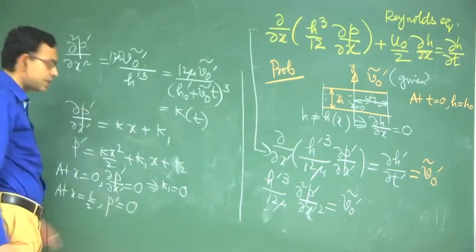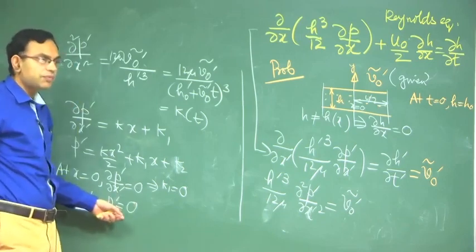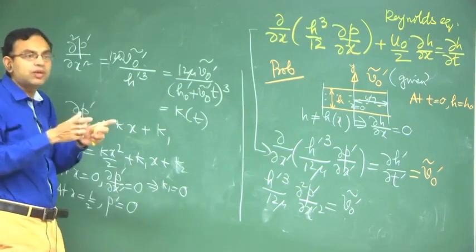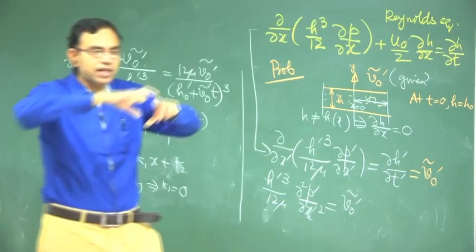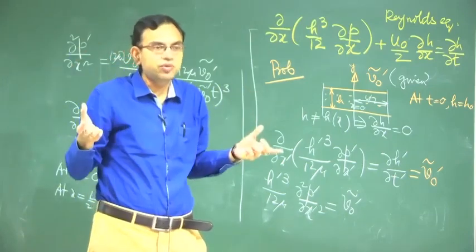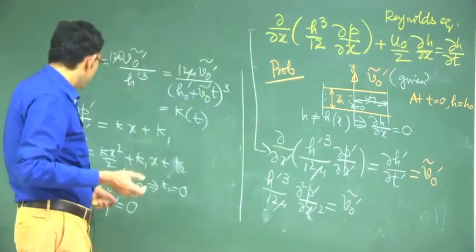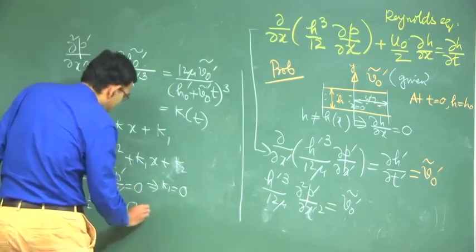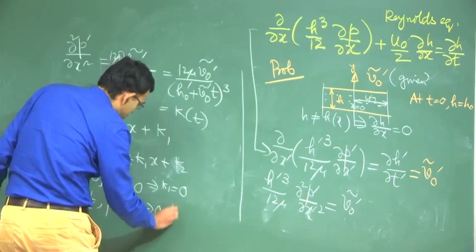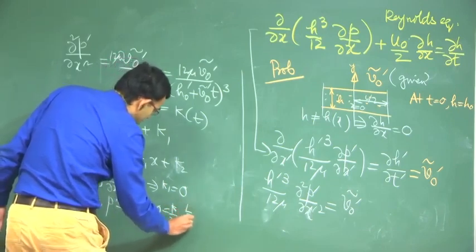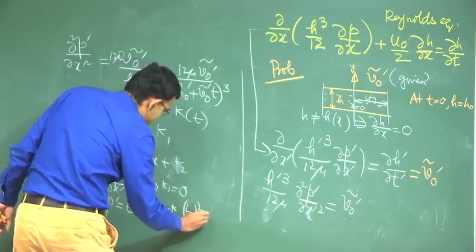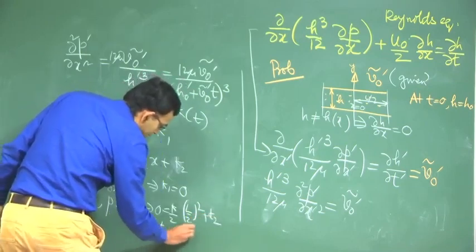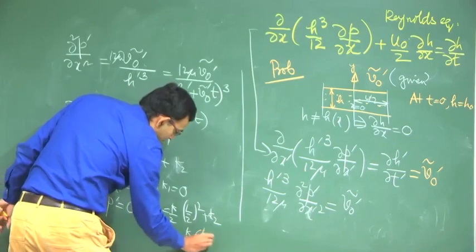pressure is, you can set it as atmospheric pressure, because if you set it as atmospheric pressure the remaining pressure will actually contribute to the force. Atmospheric pressure acts equally from all sides, so it does not contribute to the force. So, if you set this equal to 0 at x equal to L by 2 you have 0 equal to k by 2 times (L by 2) square plus k2. So, k2 is minus k by 2 into (L by 2) square.